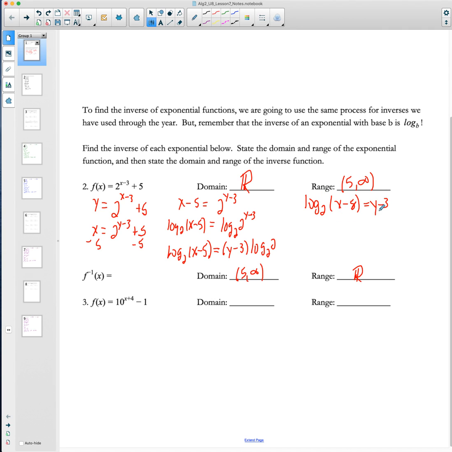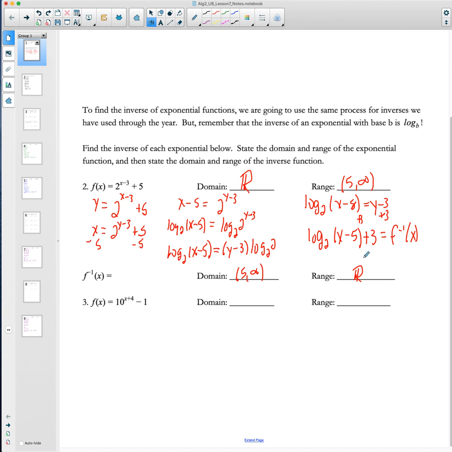And then our last step to solve for y here is we have to just add 3 to both sides. Now notice I cannot add 3 to this minus 5. That's inside. I'm taking the log of all that. So that's kind of like being inside of a radical, inside of an operator. So I would write this as log base 2 of x minus 5, like so, and then plus 3. And that is our inverse function.